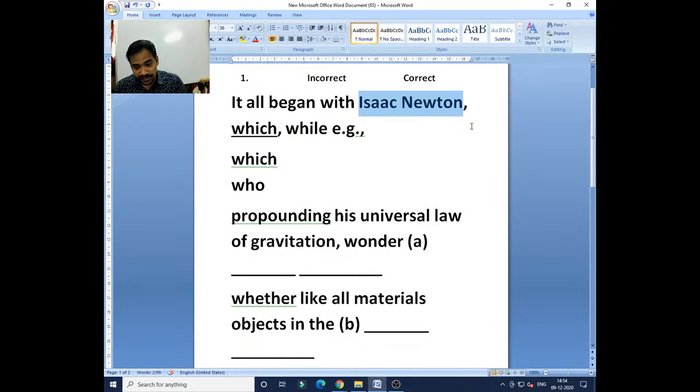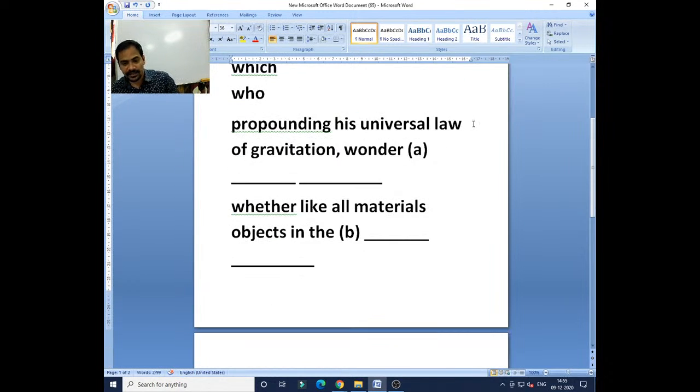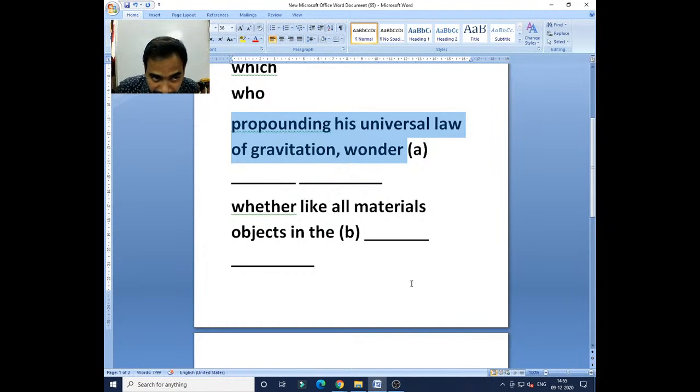Now: Sir Isaac Newton, who while propounding his universal law of gravitation, wonder. Column number A, you check. In this one, where is the mistake you find? Now if you are able to solve, because this time you have done very well in editing error and omission, I am very happy that many students have got full marks in editing error and omission. On 12th I think the result will be sent to you, the coming 12th.